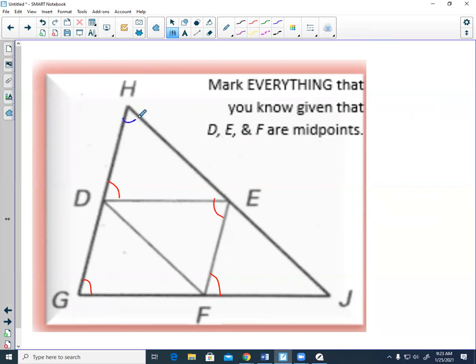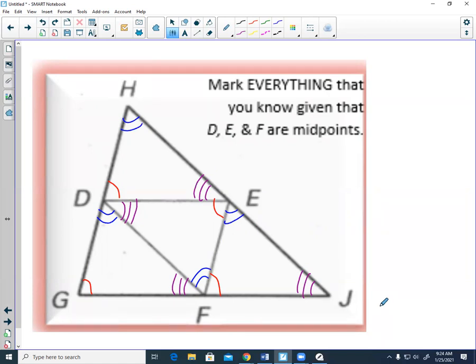So this angle right here and this angle right here are all the same, which is the same as this angle. Okay? And then finally, the last one is this angle, which is the same as this angle, which is the same as this angle, which is the same as this angle. Those are the angles that are created because of the midsegment theorem.